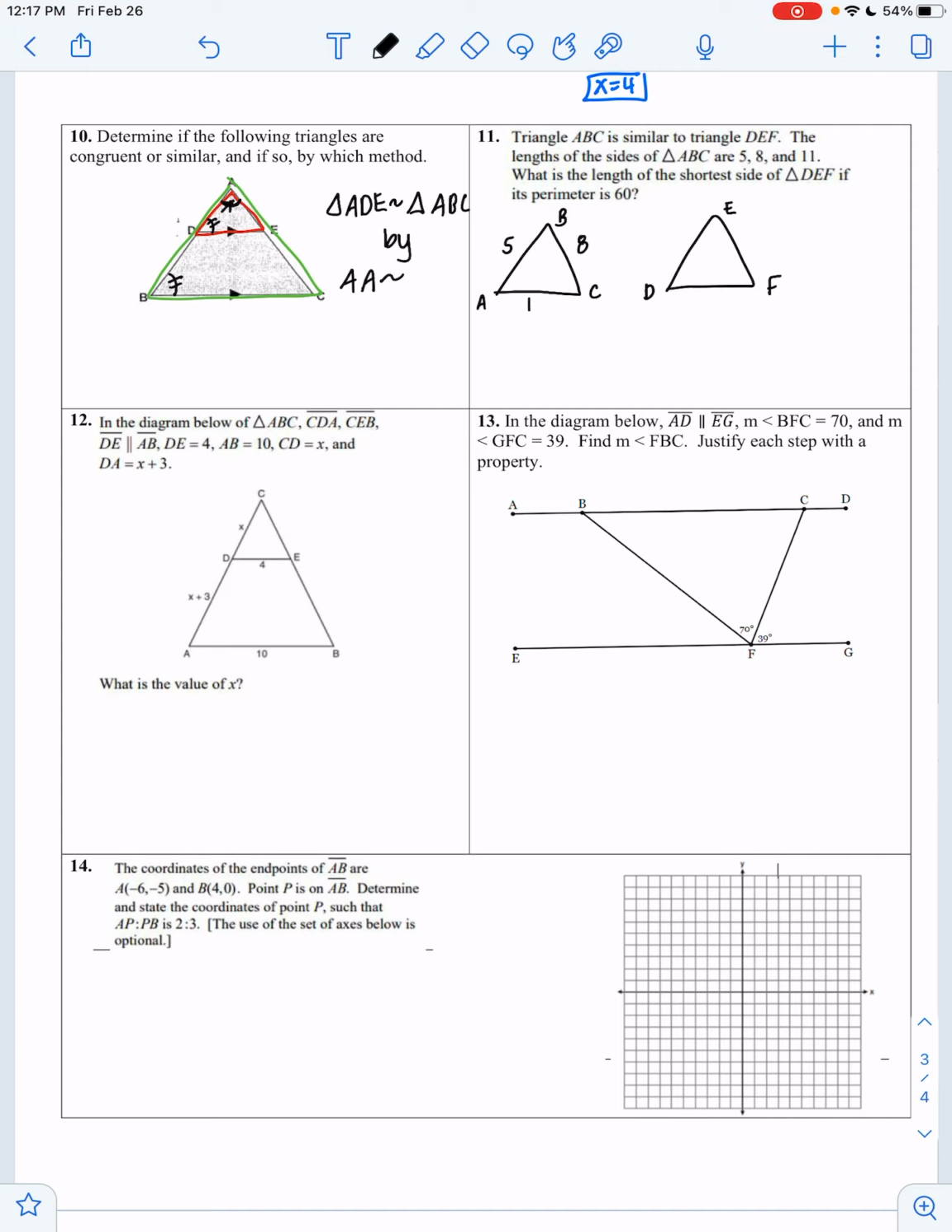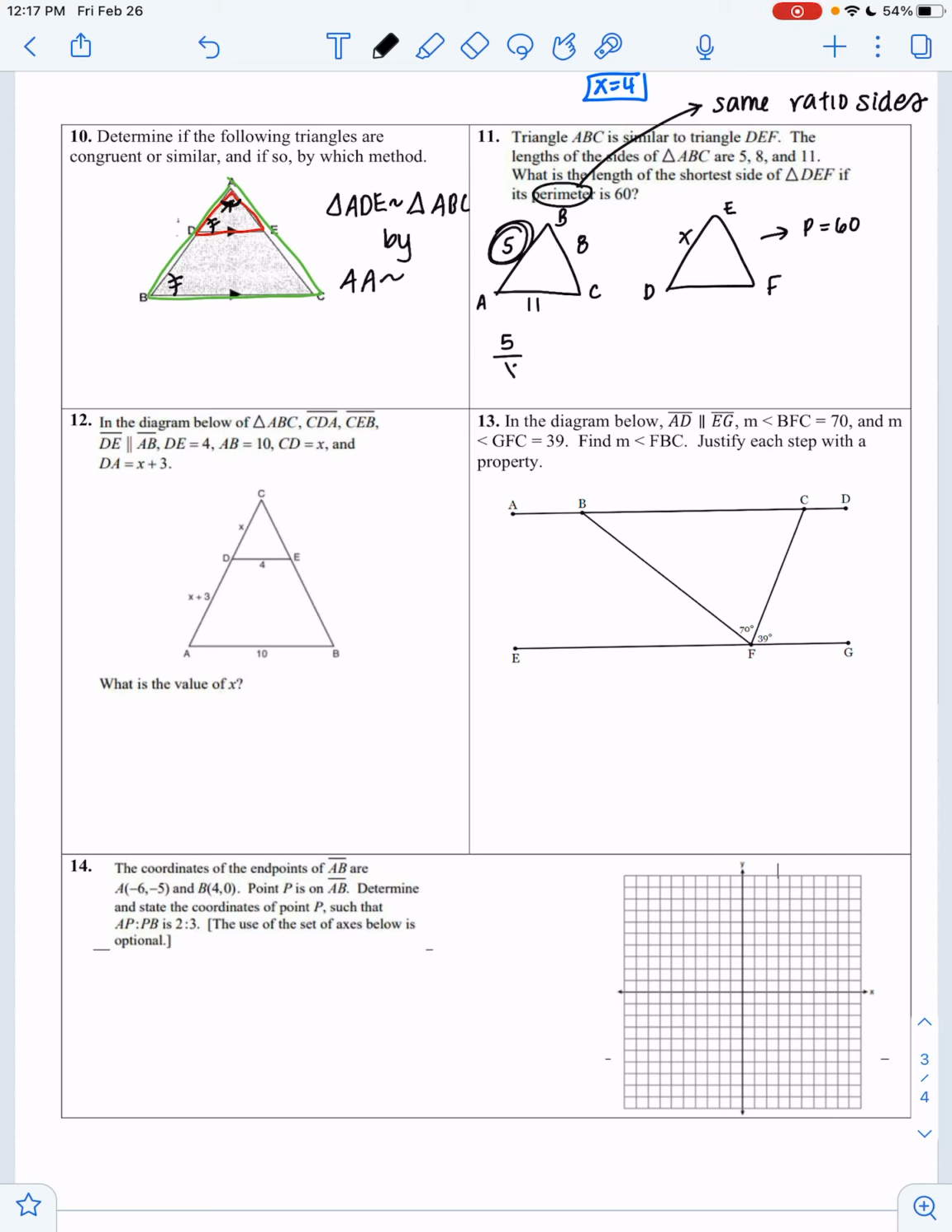So it really doesn't matter which one because they're not asking us to find the sides. It says, what is the length of the shortest side of DEF if its perimeter is 60? So perimeter is equal to 60. Remember we said that the perimeter has the same ratio as the sides. We took that in the last, like 2 problems ago. So our shortest side is going to be 5. So I'm going to put that over the shortest side here.